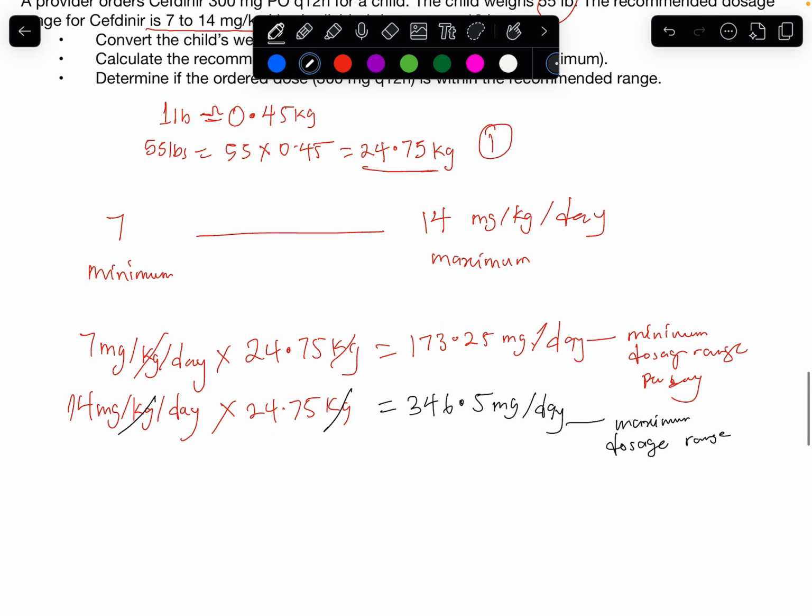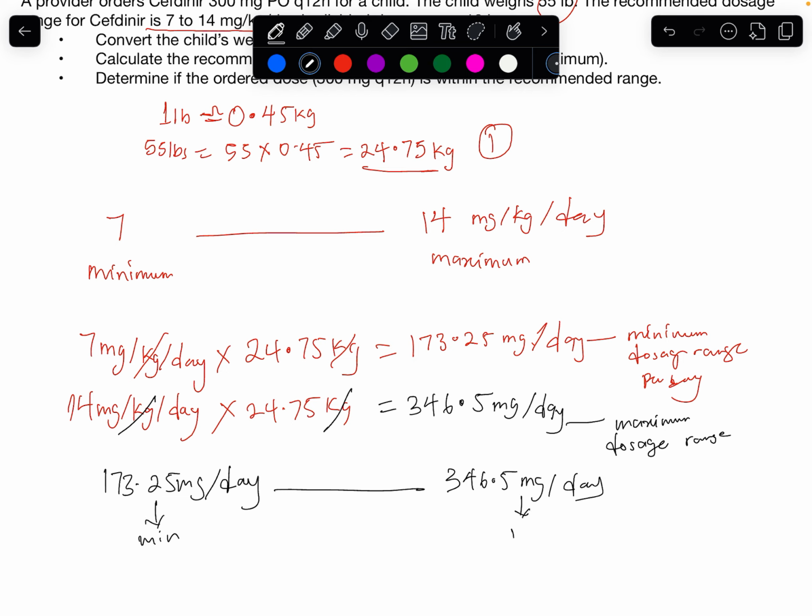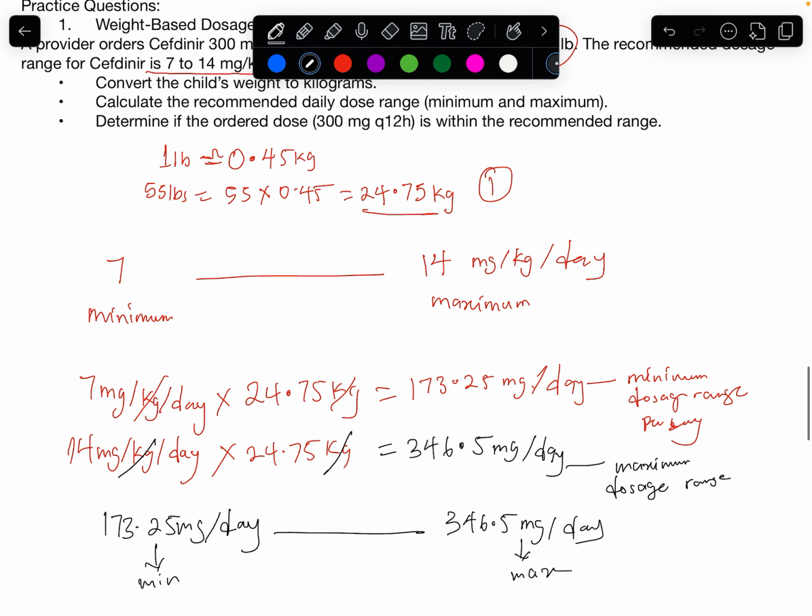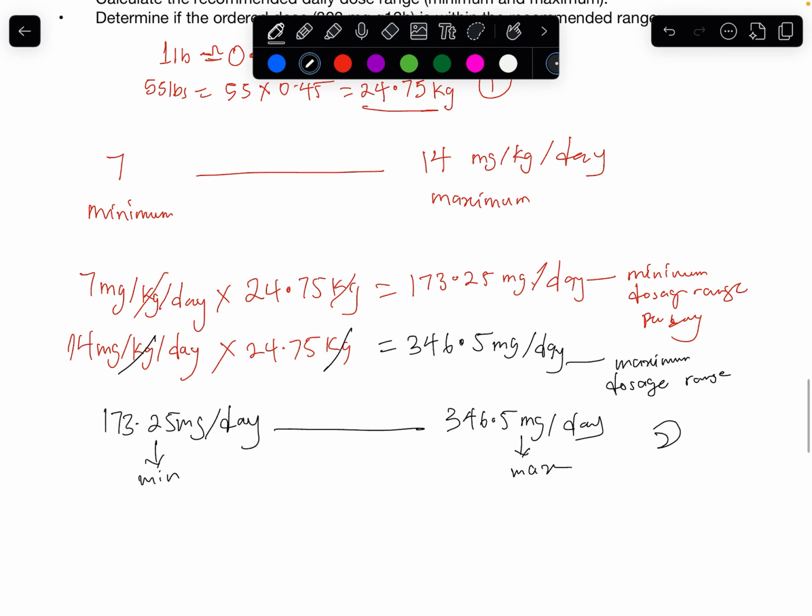So, considering the child's weight, the minimum dosage range is 173.25 milligram per day and the maximum dosage range is 346.5 milligrams per day. Min, max. That's the answer for number 2.